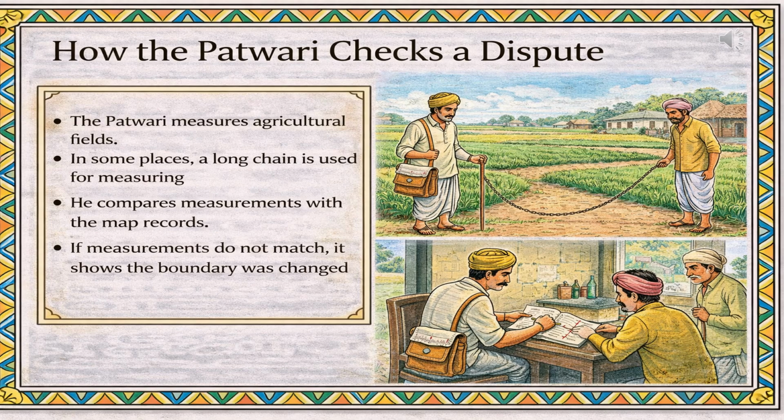When there is a boundary dispute, the Patwari visits the fields and measures the land properly, often using a measuring chain. Then he compares the measurements with the village map and official land records. If they do not match, it shows the boundary may have been changed. So the Patwari helps solve disputes by measuring land and checking records.